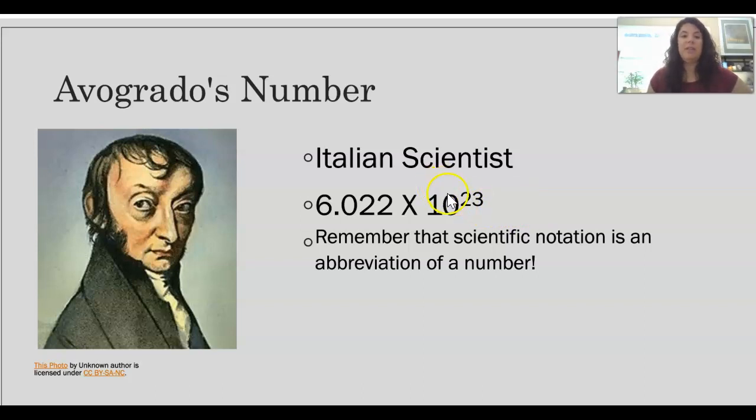So this is named after the Italian scientist that discovered the number. But basically, remember, scientific notation is an abbreviation of a number. So we take 602 hexillion and we put it into scientific notation, which is 6.022 times 10 to the 23rd. And that is called Avogadro's number. And that is how many things there are in a mole.